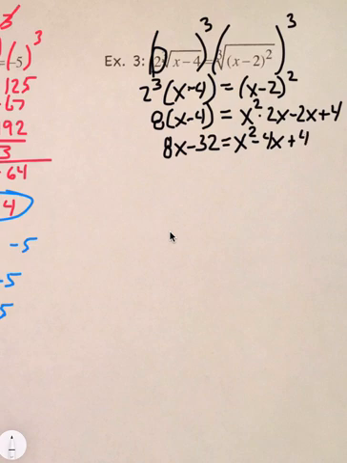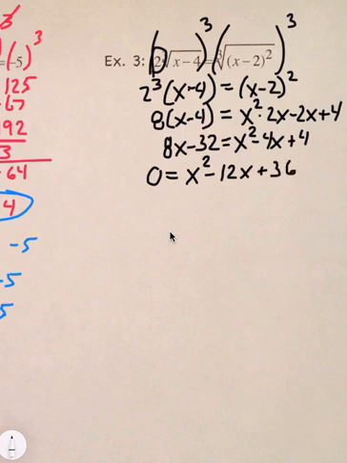Well, this is like problems we've done all year, basically since November, where it's a quadratic. We want to get everything on one side, equal to 0. So we're going to subtract 8x and add 32. So we have 0 equals x squared. Negative 4x minus 8x is minus 12x. Positive 32 plus 4 is plus 36.